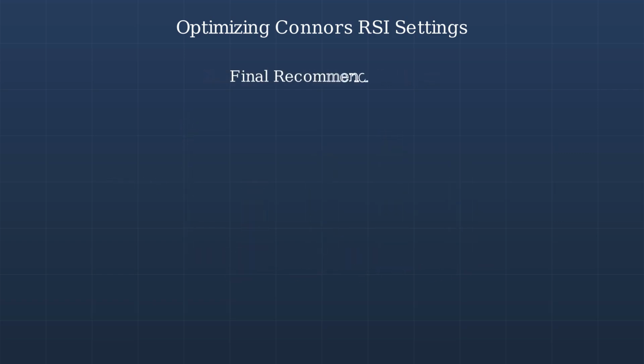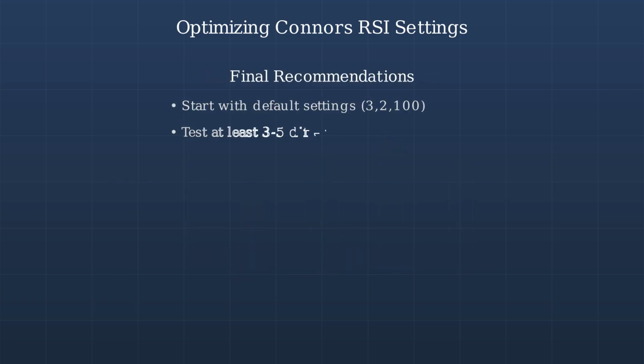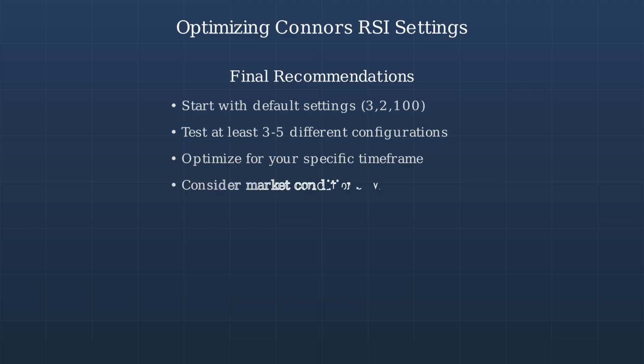Here are some final recommendations for optimizing your Connors RSI settings. Start with the default settings. Then test at least 3 to 5 different configurations. Optimize specifically for your trading time frame and adjust your settings based on current market conditions. Always document your test results to refine your approach over time.